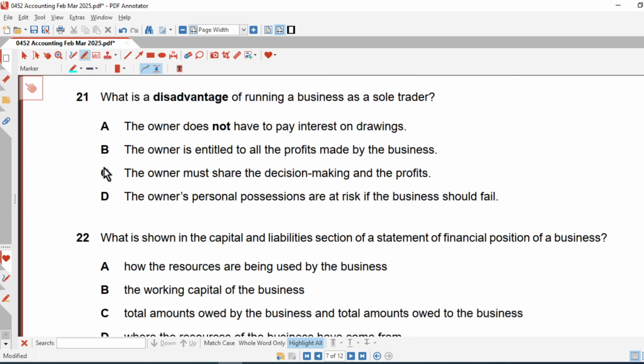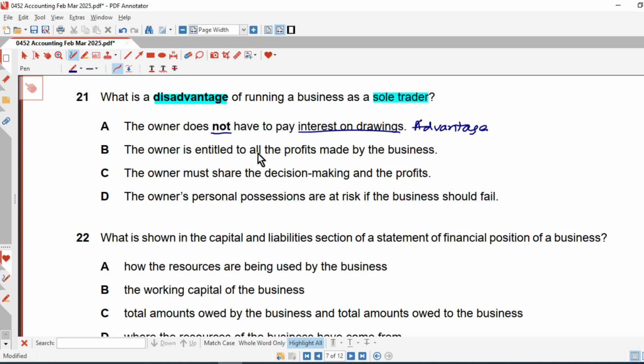Question 21. What is a disadvantage of running a business as a sole trader? So very nice of them to bold it for you. The owner does not have to pay interest on drawings. So you don't need to pay interest on drawings. Is it a bad thing? No, it's actually a good thing. It's an advantage over a partnership.